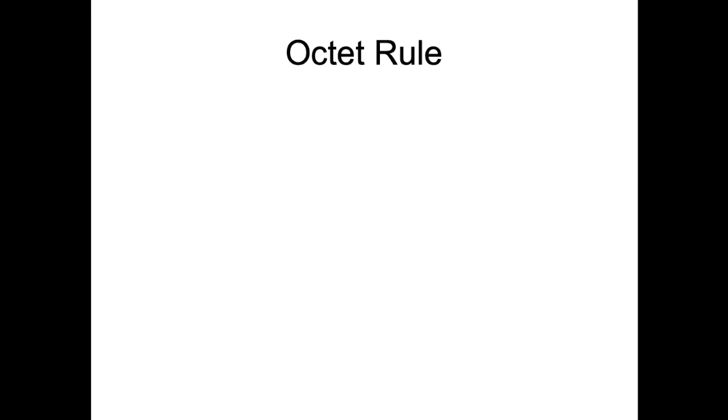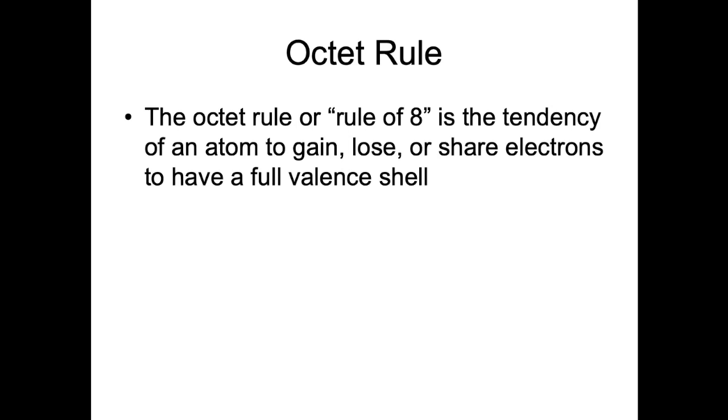Now, how atoms form bonds is governed by something called the octet rule, or the rule of 8. And it's simply the tendency of an atom to gain, lose, or share electrons to have a full valence shell. Meaning that when atoms come together to form bonds, all of the atoms want to have their outermost energy level completely filled with electrons. So if we look at sodium, it has just 1 electron in its 3s.